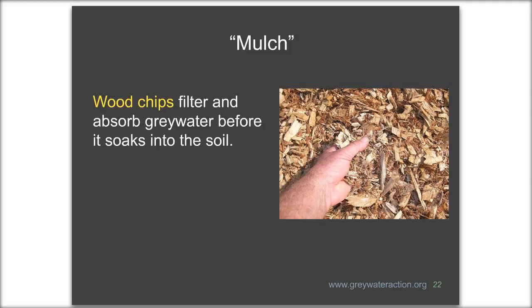The first one is mulch, and these are just wood chips. They're the same wood chips that you use to prevent soil evaporation. But in a graywater system, the wood chips are acting as a filter. The graywater flows through the wood chips. The wood chips catch the lint and the grease and the particles, and so the water can soak through without clogging the soil. They also act as a sponge, so they can soak up a lot of graywater and then more slowly release it into the soil.